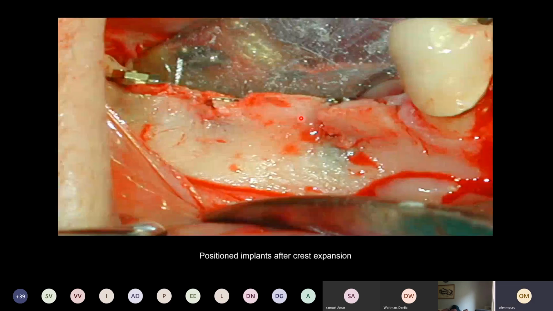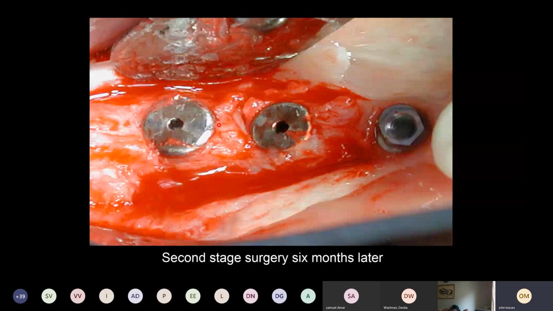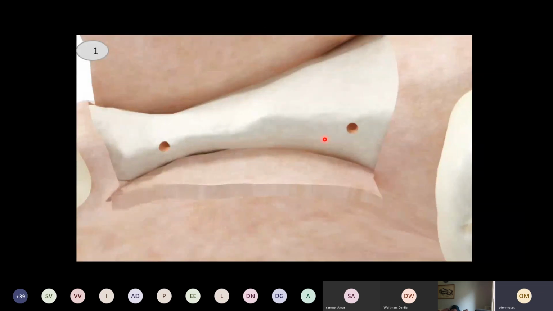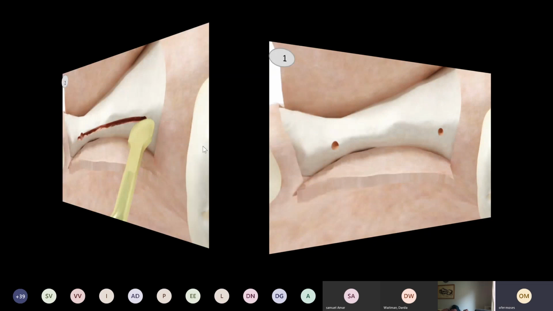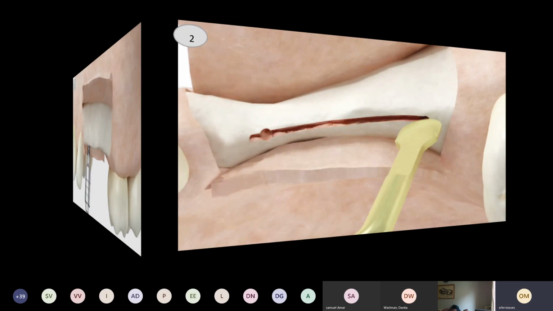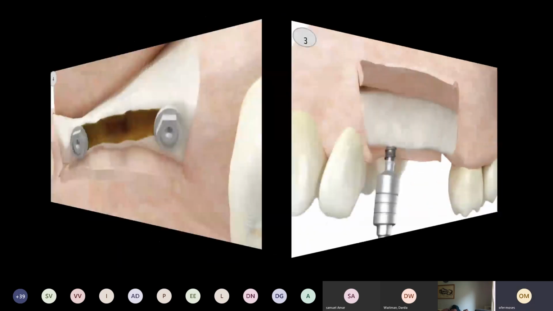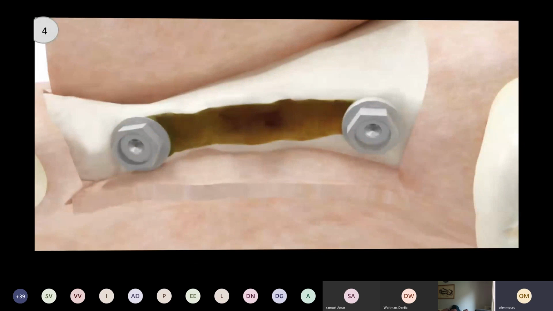Again, another case. After exposing it, it looks okay. Really, it's promising. And again, briefly, before splitting the crest, you mark the center, you widen. You create the ridge split, you widen it, you put the implant with or without a grafting bone.